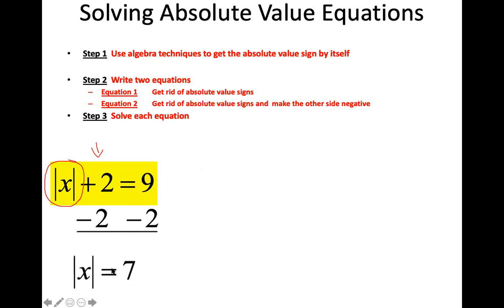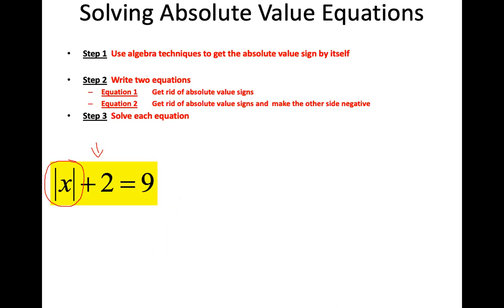As soon as you get your absolute value symbol by itself, isolated on one side, we're going to write two equations. The first equation, we get rid of the absolute value symbol and just simply write whatever's there. Hey, 7 was there, so we write 7. The second equation, because remember 2 values make this true, is we write the opposite of 7. The opposite of 7 is negative 7.